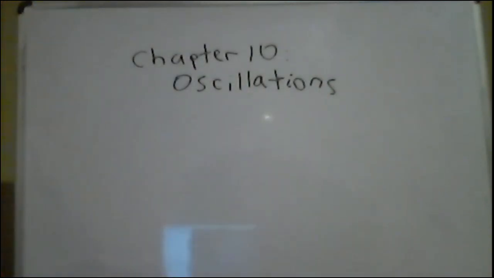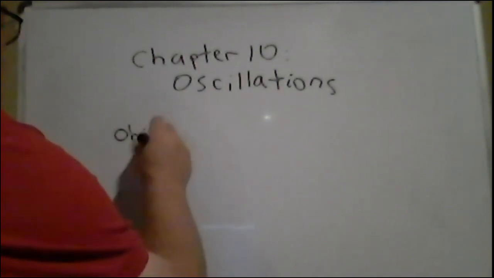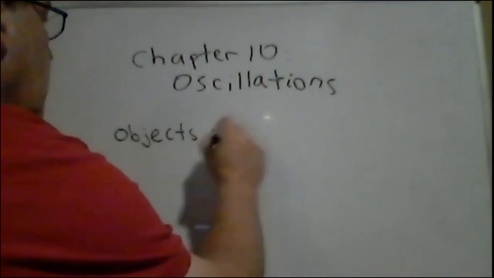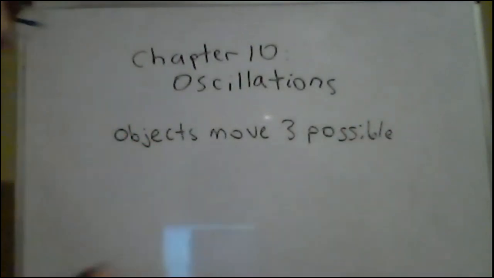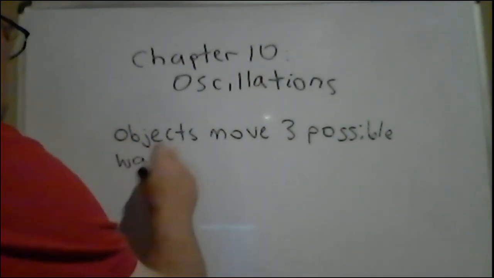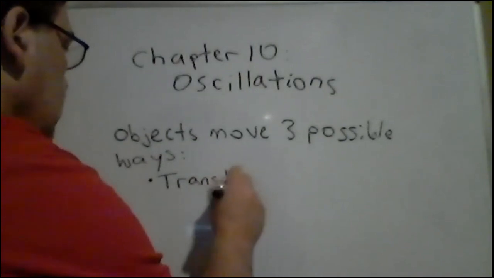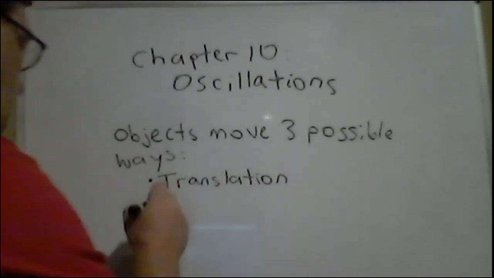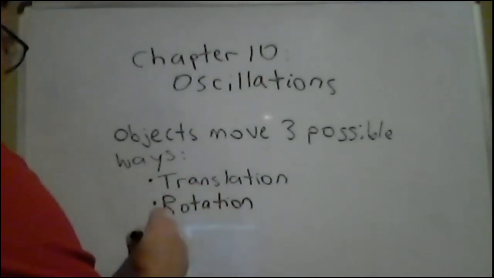Okay, so if you recall, I told you a few times this semester, I believe as far back as the first video, that objects move three possible ways. And that is translation, rotation, and oscillation.